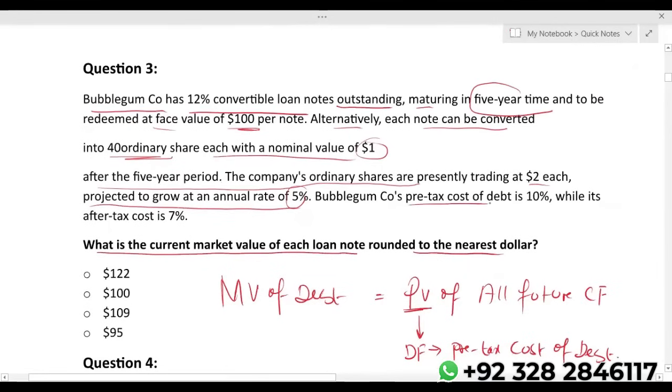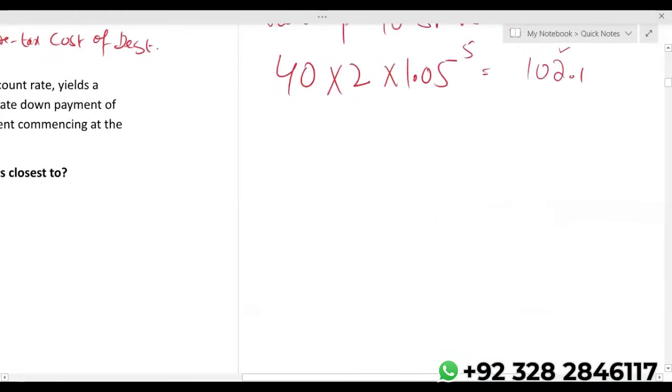Bubblegum pre-tax cost of debt is 10%. So I'll use pre-tax cost of debt. After tax, we don't use it because we are calculating market value of debt. Okay. And this 12% convertible loan note means this 12% is the coupon rate. I'm just writing the cash flows here. Then I'll show you by using shortcut very easily you can calculate the market value of the bond.